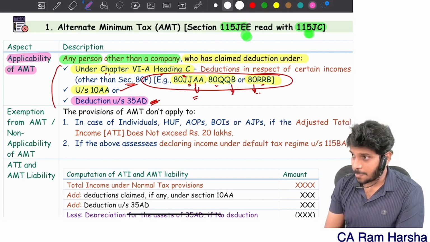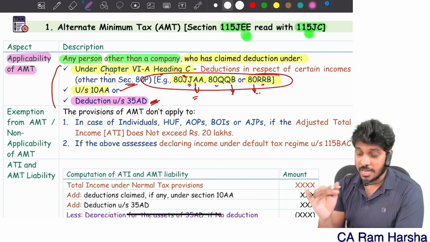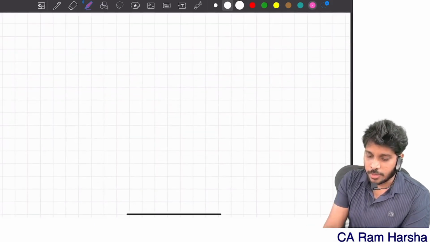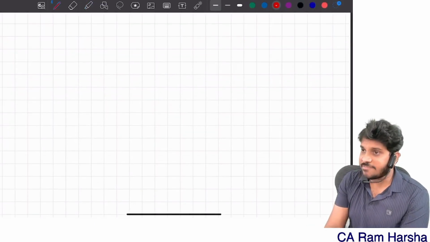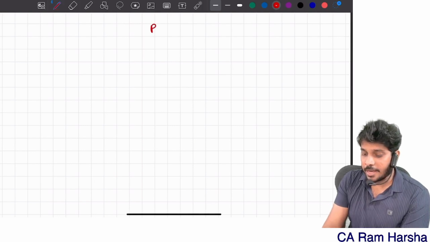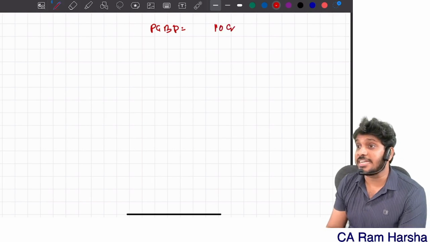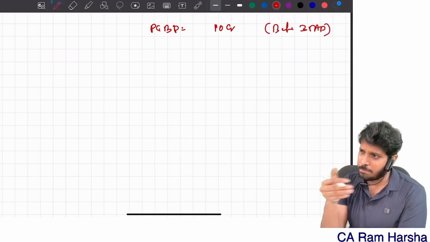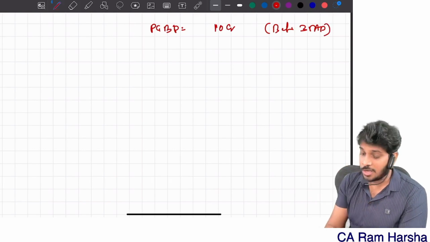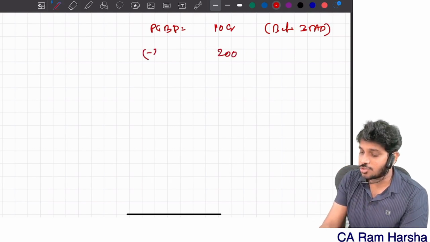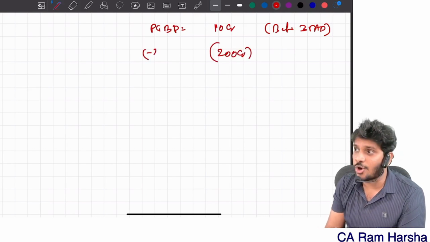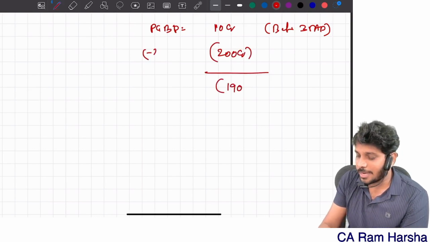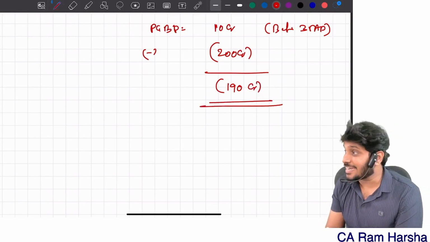What is the AMT provision? The purpose of AMT, I will tell you, simple logic. Suppose I started a 5-star hotel. My profits and gains from business or profession are 10 crore before the 35AD deduction. My revenue income minus revenue expenses is 10 crore profit. But the hotel construction cost is 200 crore, I claim a deduction of the building cost. Resultantly, my income is reduced to negative 190.